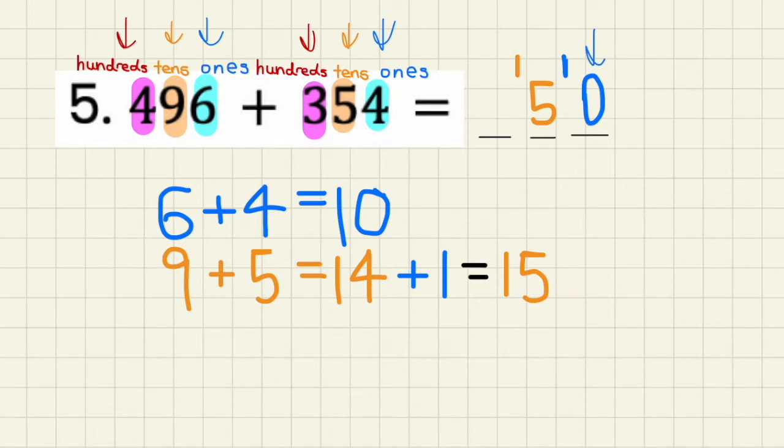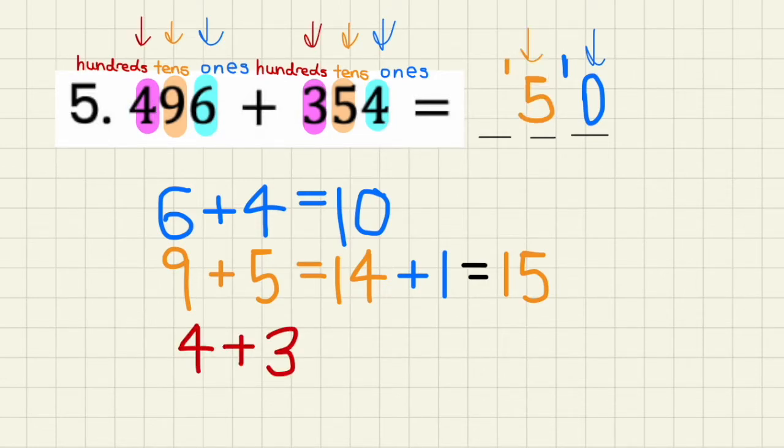So our hundreds place would be 4 plus 3, and then we have to add 1 in the end, and that 1 is the one that got carried over from the tens place. 4 plus 3 plus 1 is 8. So our final answer for this question, 496 plus 354, is 850.